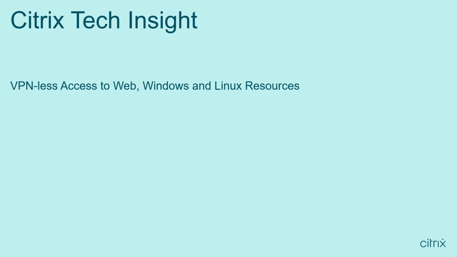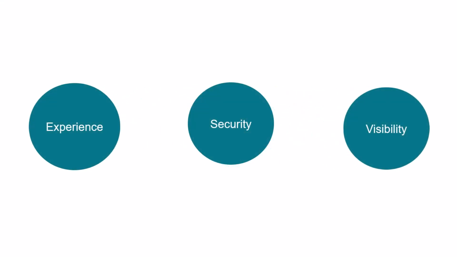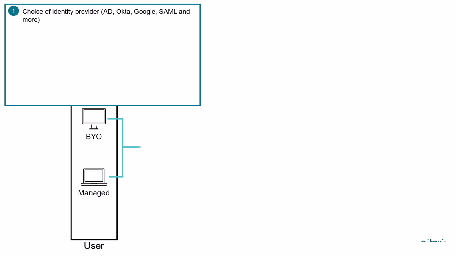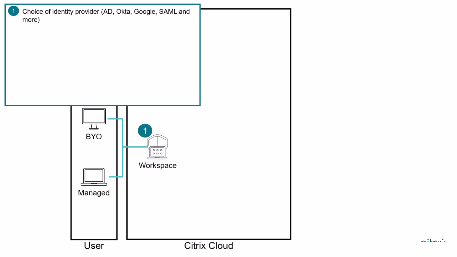As more users work from non-traditional locations, it is time to look beyond their traditional VPN to provide access. Citrix Workspace provides a better experience, better security, and better visibility than the traditional VPN. With Citrix Workspace, a user can use any device, whether it is managed or personal.